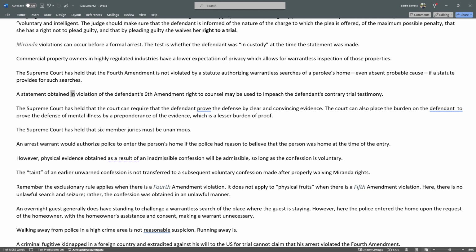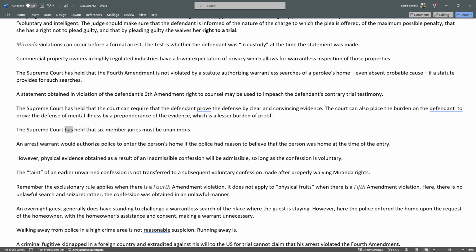A statement obtained in violation of the defendant's Sixth Amendment right to counsel may be used to impeach the defendant's contrary trial testimony. The Supreme Court has held that the court can require that the defendant prove the defense by clear and convincing evidence. The court can also place the burden on the defendant to prove the defense of mental illness by a preponderance of the evidence, which is a lesser burden of proof.